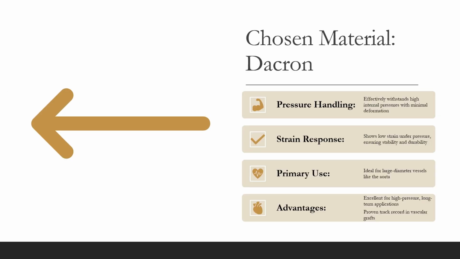It's Dacron. A couple of reasons why I chose it: pressure handling, it can withstand high internal pressures, which I thought was super important for the aorta. Strain response, low strain. You don't really want to be bending and unbending right off of the pulse of the heart. Primary use, ideal for large diameter vessels. It also had a good selling point, in that it's not the most expensive. And yeah, that's pretty much it.